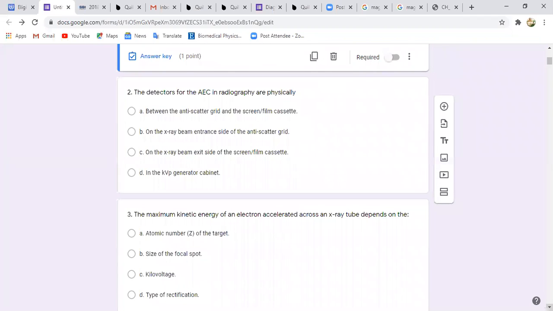So in radiography, the AEC, automatic exposure control, is usually placed differently from the AEC I use in mammography. In mammography, it is put immediately after the detector so that it doesn't cast its shadow on the film or image that will be produced. But in radiography, it is okay. We usually don't have any issue with that. So it is on the X-ray beam exit side of the screen film cassette.